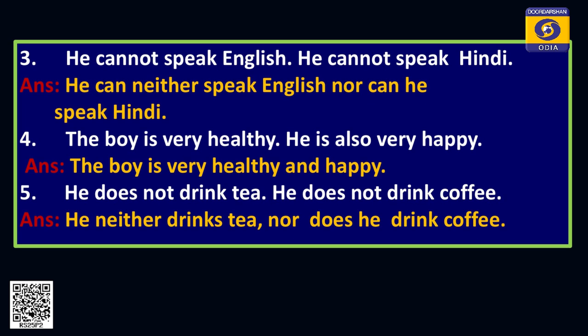So, the boy is very healthy, he is also very happy. The boy is very healthy and happy, because only and can be used, that means he is healthy, he is also happy. He does not drink tea, he does not drink coffee, he neither drinks tea nor does he drink coffee.